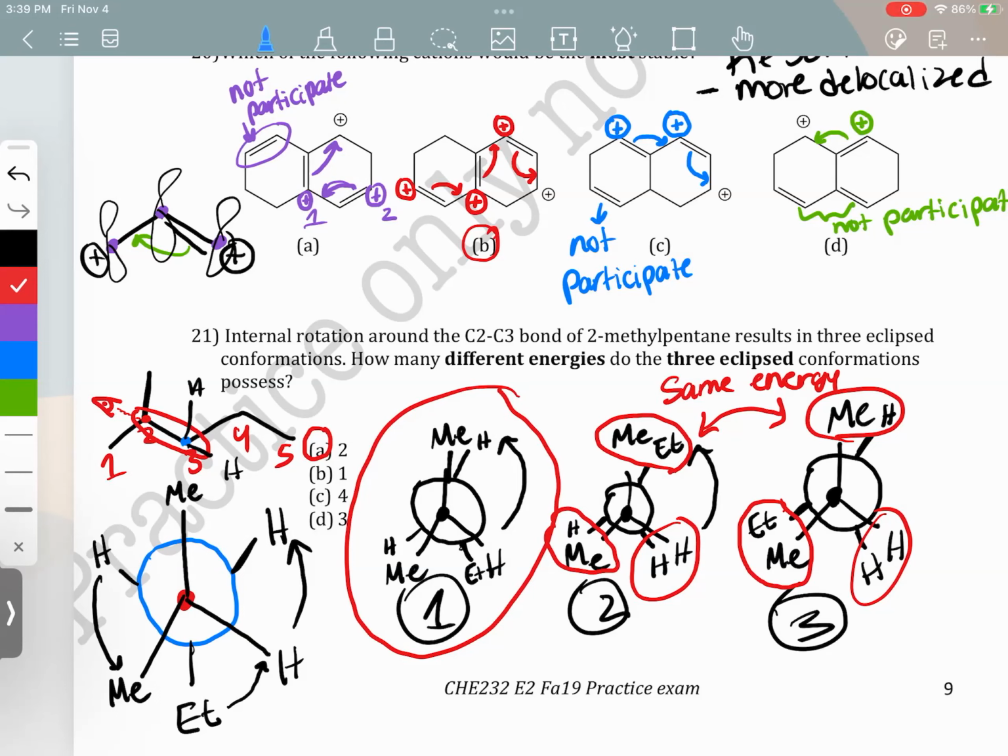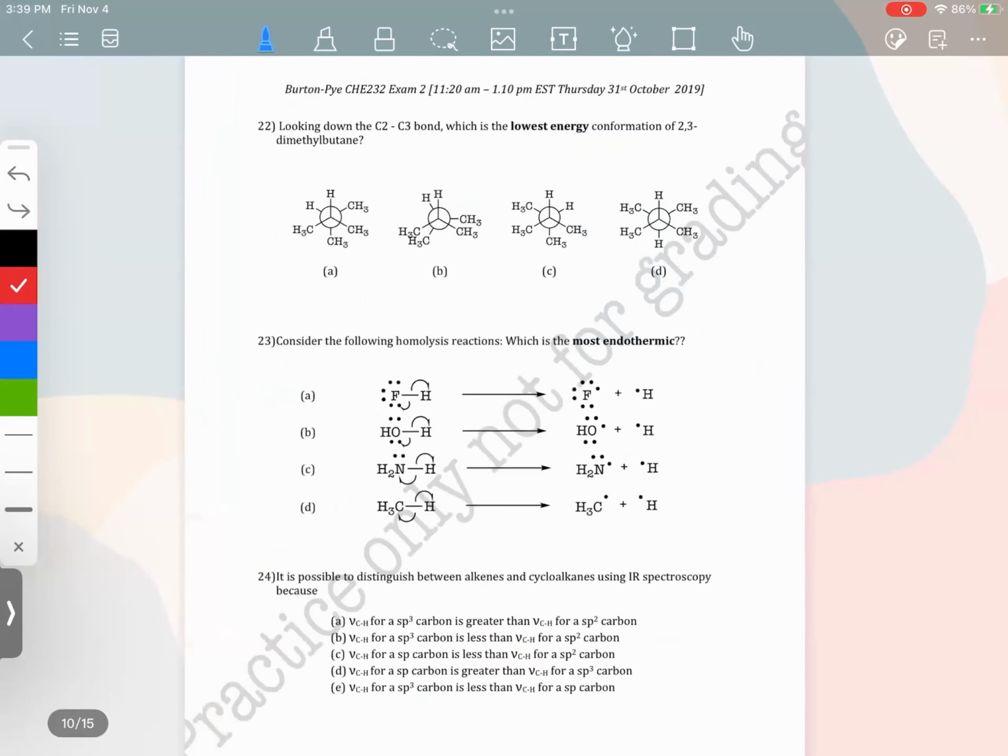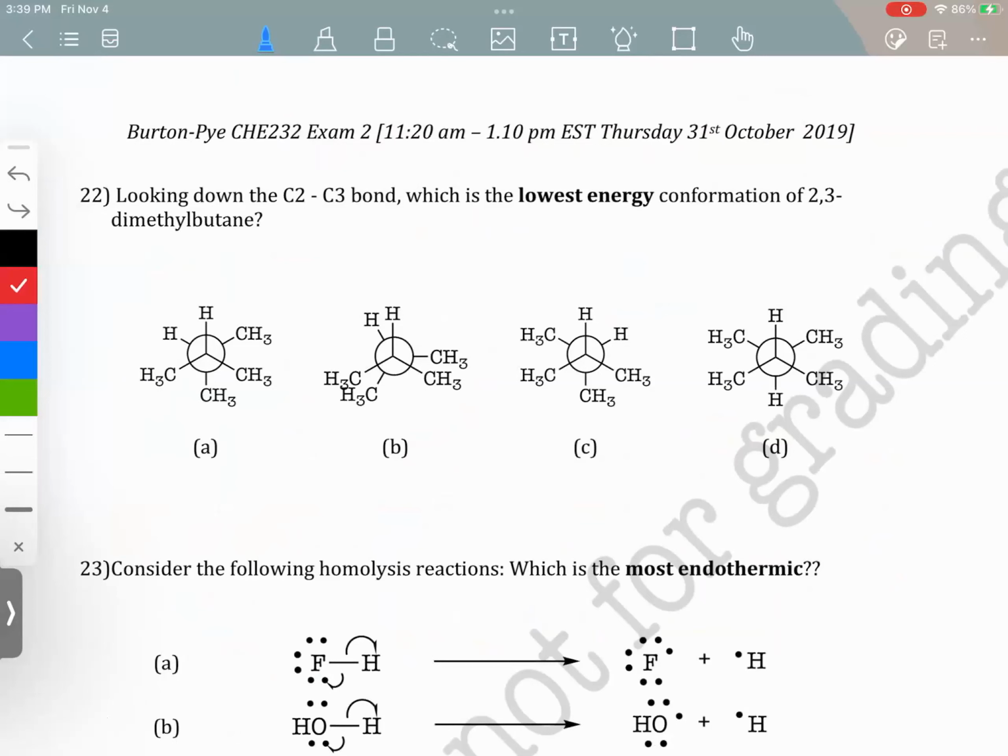Number 22. The question was: looking down the carbon-2, carbon-3 bond, which is the lowest energy conformation of 2,3-dimethylbutane? So you have all these energies here. Which of the answer choices can we automatically eliminate? B. Right, because what kind of conformation is this? It's eclipsed. Eclipsed conformations are always higher in energy than the staggered. The rest are staggered.